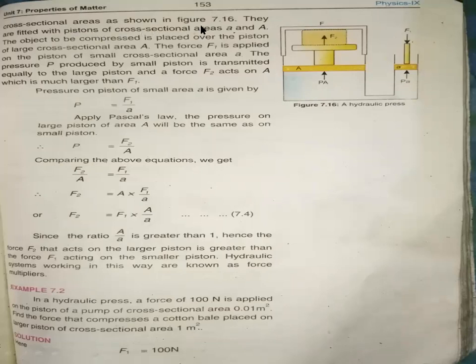Cross-sectional area of figure 7.16. They are fitted with pistons of cross-sectional area small a and capital A. The area of the small piston is small a, and the area of the bigger piston is capital A. The object to be compressed is placed over the large piston. Here the object is compressed. The object which needs to be compressed is placed over here.